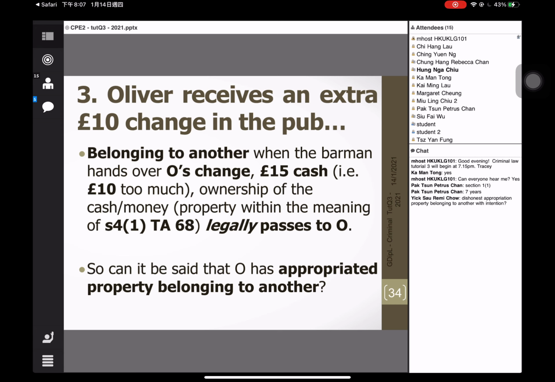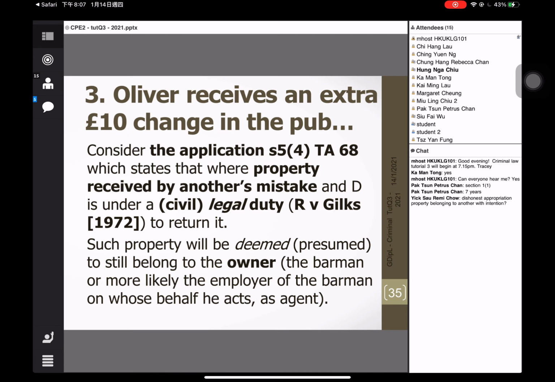And it seems that, yeah, that's true, but there is a fix for this, and in the Theft Act we need to have a look at the issue of belonging to another, and in Section 5, which is the section that elaborates on the meaning of belonging to another, Section 5(4) states that where the property has been received by another's mistake, and of course remember it's the barman who's made the mistake, then the defendant is under a legal civil duty to make restoration.